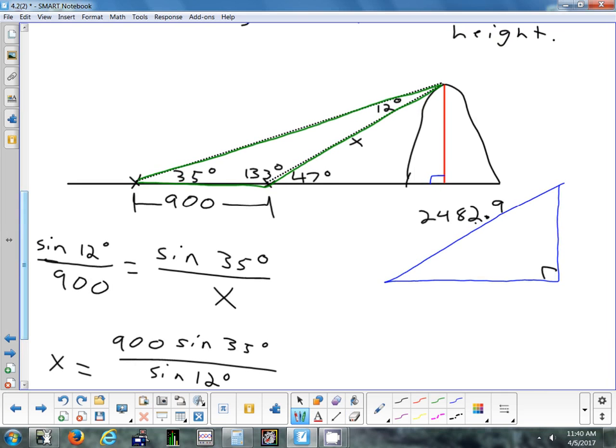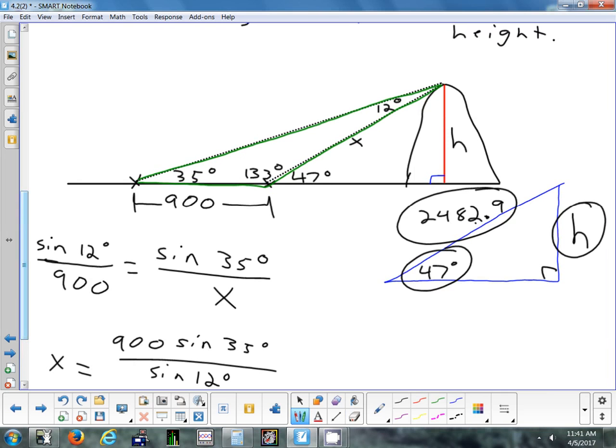Now, in that blue triangle, there is one other thing that I knew, and I didn't copy it down. What else do I know in that blue triangle? It was given to me originally. I would say the 47. Yeah, we know this is 47. Okay, let's call this red line the height of the mountain. So now I've got 47, h, and the 2,482.